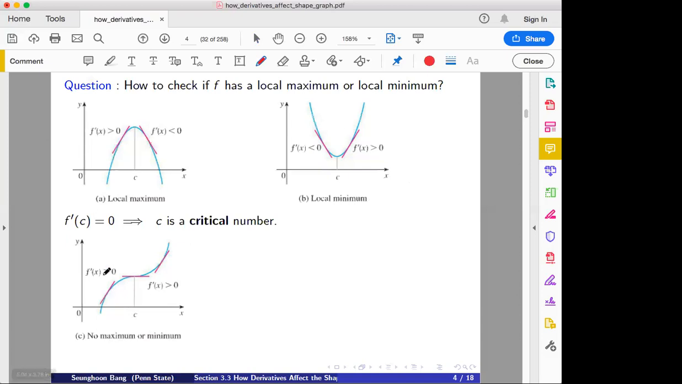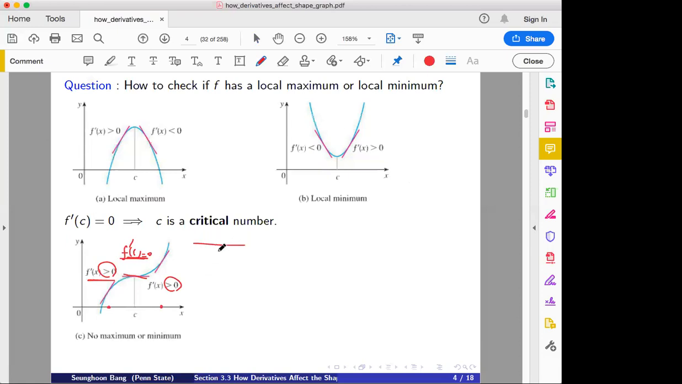So why here? This is f prime of C. The f prime of C is exactly 0. So this one is good. But f prime of x on the left-hand side is positive, and on the right-hand side it is positive. The sign doesn't change. In this case, the graph is increasing and increasing.